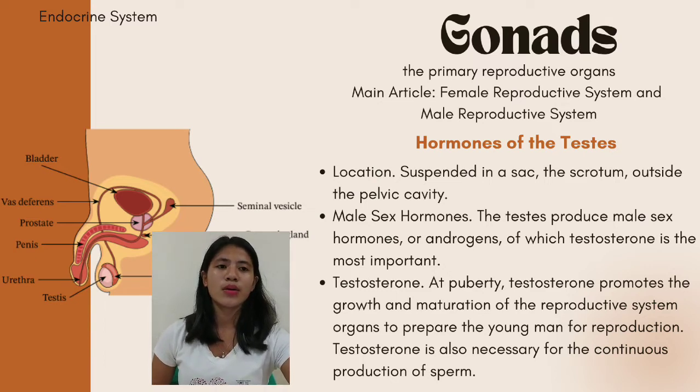The testis is located in a suspended sac, the scrotum, outside the pelvic cavity. The testes produce male sex hormones, or androgens, of which testosterone is the most important. Testosterone at puberty promotes the growth and maturation of the reproductive system organs, to prepare the young man for reproduction. Testosterone is also necessary for the continuous production of sperm.